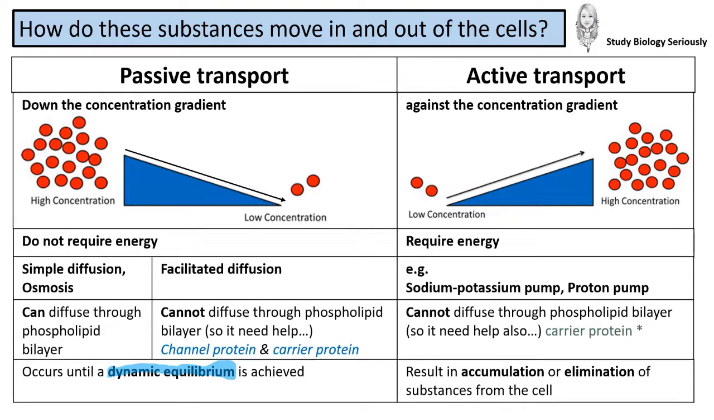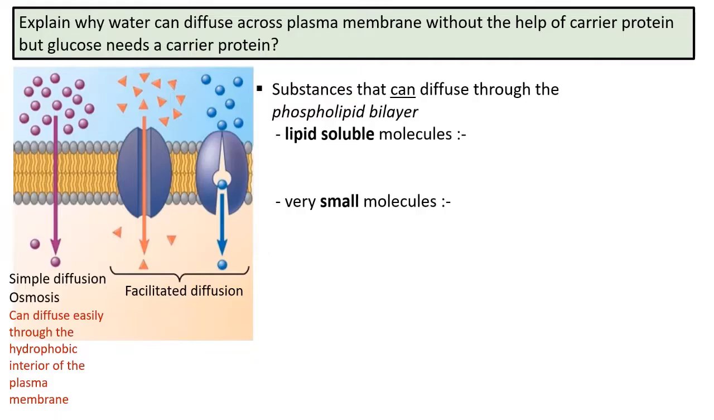So, it must have some purpose also for the living cell. Either one, to accumulate the substances in the cell, or to eliminate the substances out from the cell. Explain why water can diffuse across plasma membrane without the help of carrier protein, but glucose needs a carrier protein.